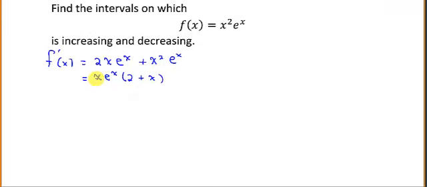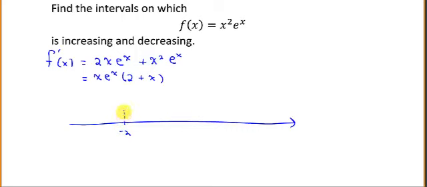Notice if I try to find out where this is equal to 0, it'll be 0 when x is 0. It will be 0 when e to the x is 0, but that never happens, so this will never give us a 0. And it'll be 0 when x is -2. So let me just list those out here. I'm going to put these on a number line. So at -2, it's 0.